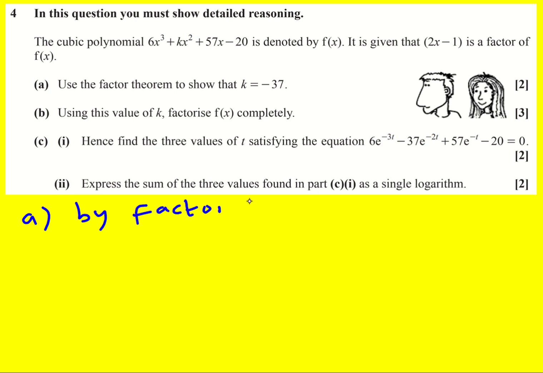By factor theorem, because 2x minus 1 is a factor, it must be that f of a half is equal to 0. It's essentially the value of x that I'd get if I solved 2x minus 1 equal to 0. It's easier when you have things like x minus 3 because it's just f of 3 is 0. But in this case, it's f of a half is equal to 0.